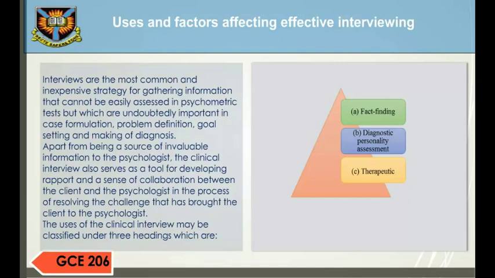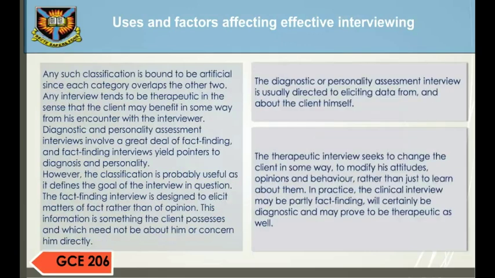The uses of the clinical interview may be classified under three headings, which are: A. Fact-finding, B. Diagnostic personality assessment, C. Therapeutic. Any such classification is bound to be artificial since each category overlaps the other two. Any interview tends to be therapeutic in the sense that the client may benefit in some way from his encounter with the interviewer.